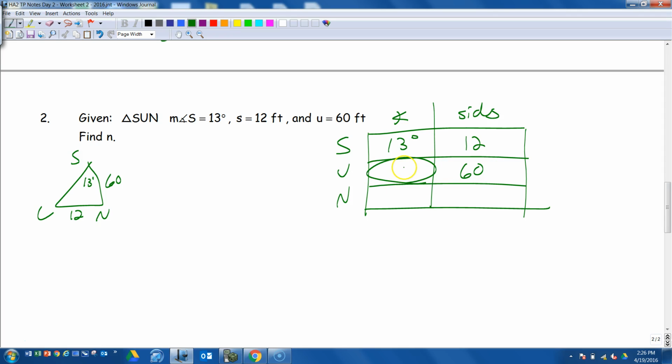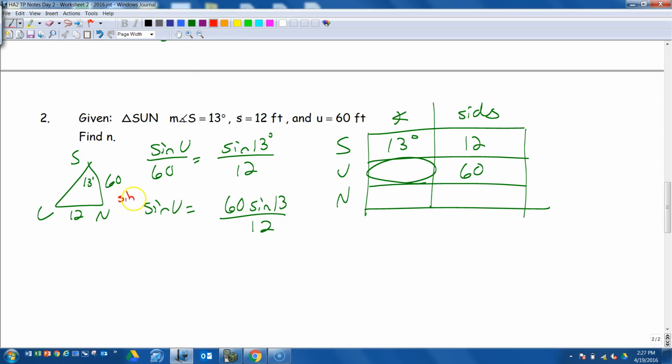So again, I have to find U first. So sine of U over 60 equals sine of 13 over 12. So we get sine of U is equal to 60 sine of 13 over 12. And then we inverse sine that. And I'm going to do this in the calculator real quick to show you what happens. All right. So pause the screen now if you need to finish writing this. Otherwise, I'm going to skip to the next part.